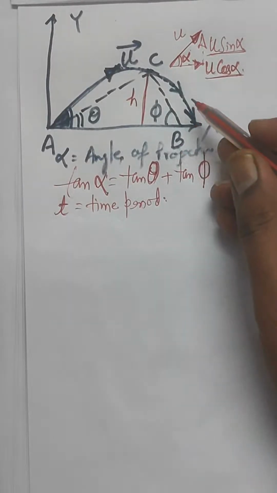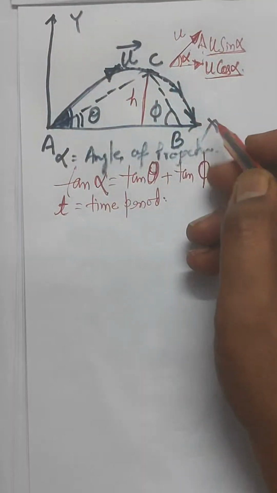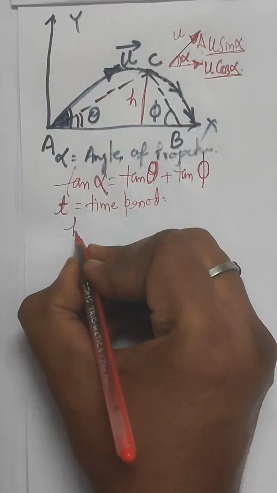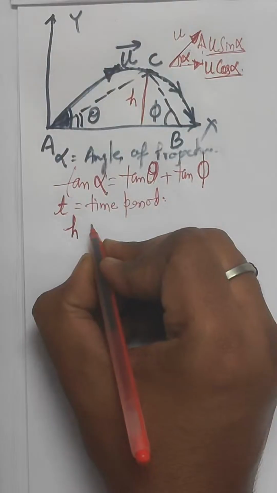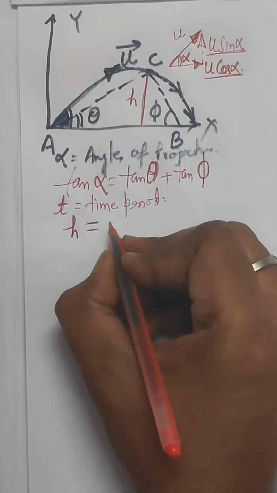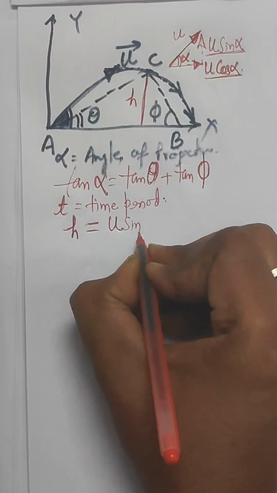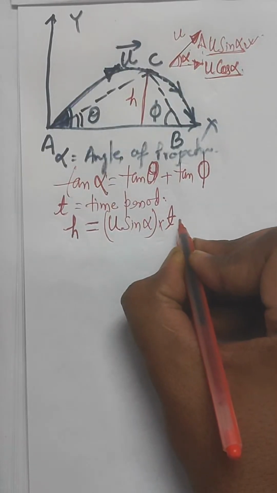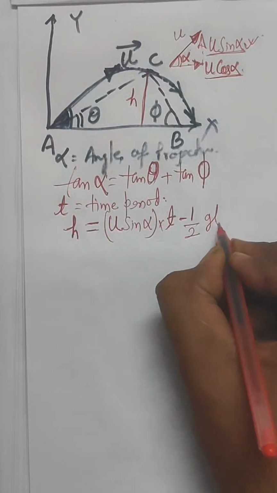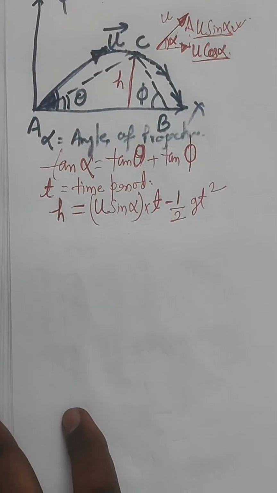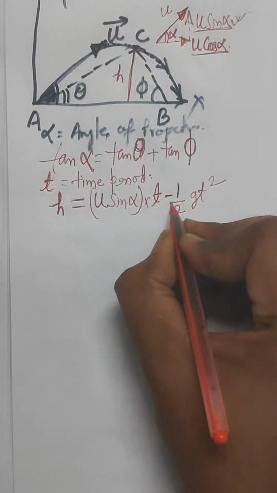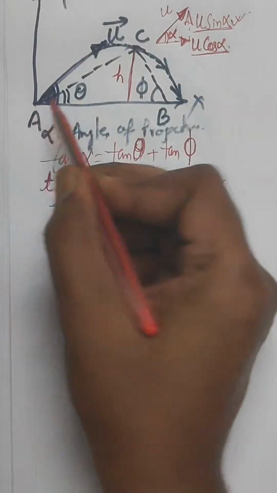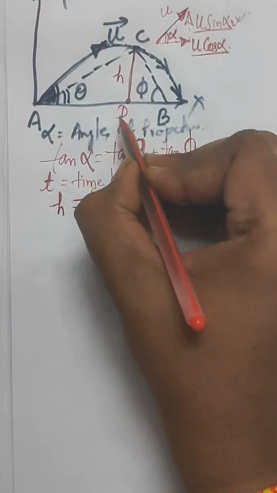Now do one thing. Considering the vertical motion, the vertical displacement is h. Then s equals ut minus half at square. Using that, the vertical component of the velocity, u sine alpha, into t, minus half gt square, is the value of the vertical displacement, that is h. And let's say this is the point D.